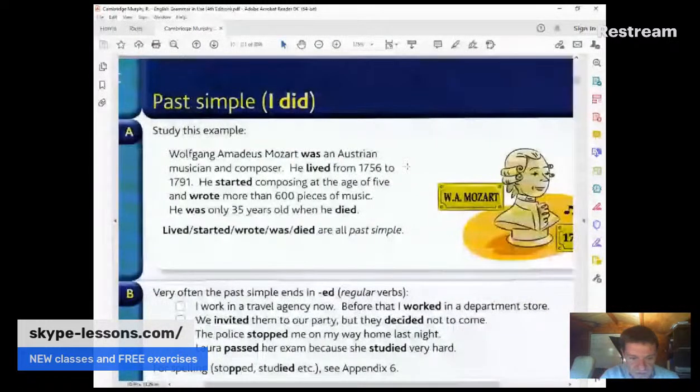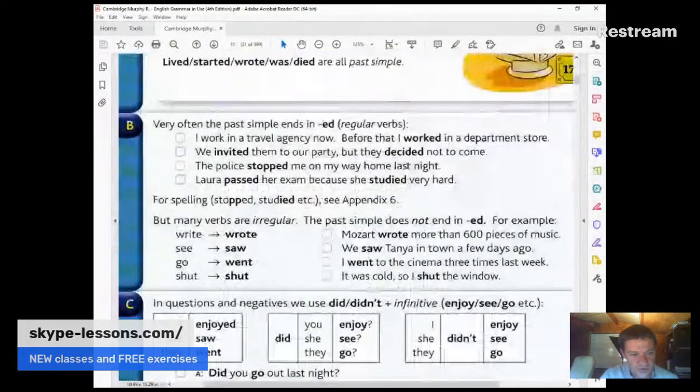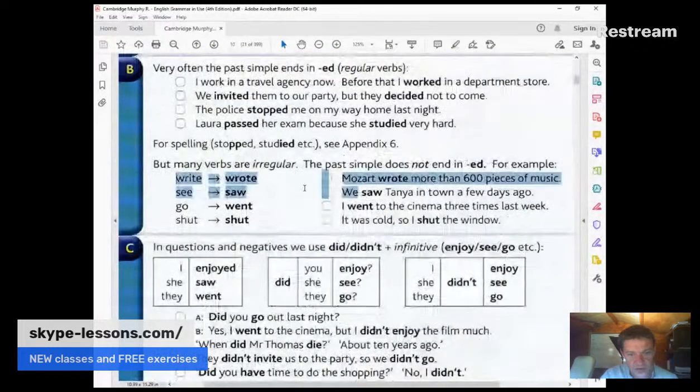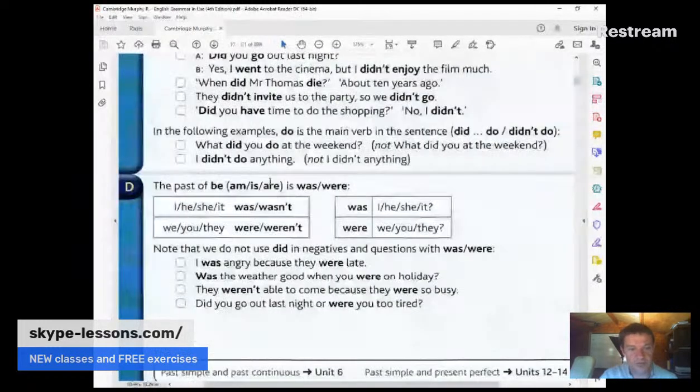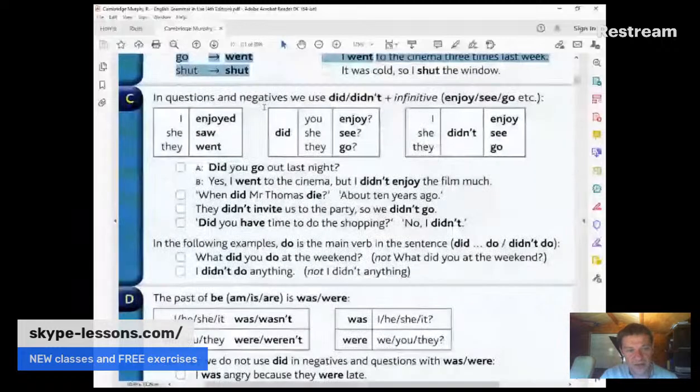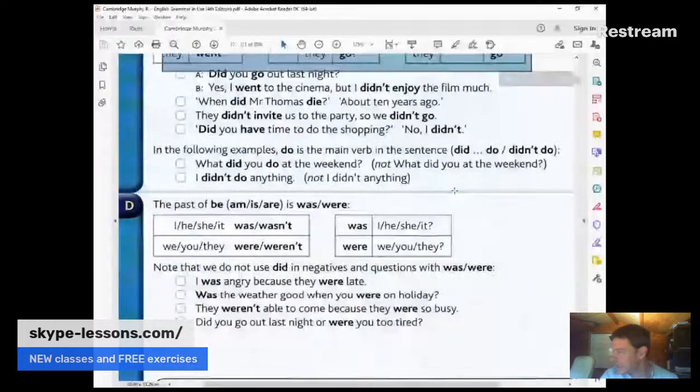So then he goes on to past simple. Yeah, was, lived, started, wrote, was, died. He shows you some irregular verbs with past simple because, of course, not all verbs end in ed. Some of them have irregular forms. It shows you how to make questions and negatives here. This is what I like about Mr. Murphy. He is thorough and he goes through everything.